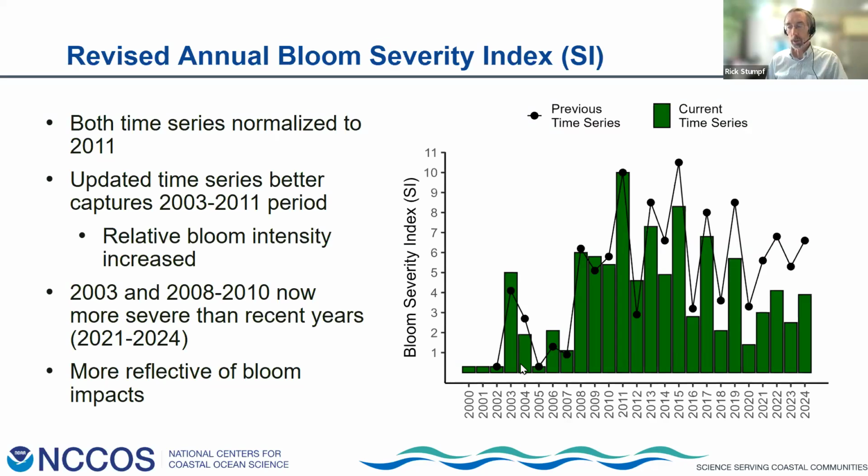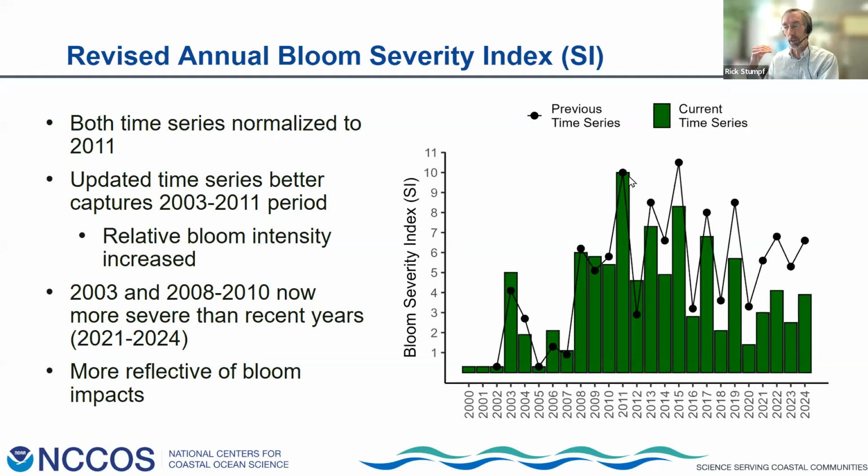And the current time series definitely better captures 2003 to 11, and you see the relative intensity has increased. The previous one, that's these dark circles. The recent years looked about similar to 8, 9, 10. And what we find once we reprocess it is that 8, 9, and 10 were worse than this year. So these didn't get milder, I should emphasize it. They changed relative to 2011.